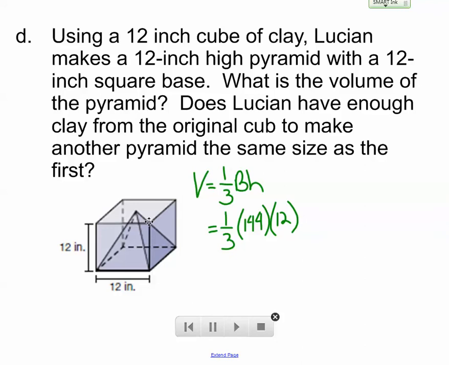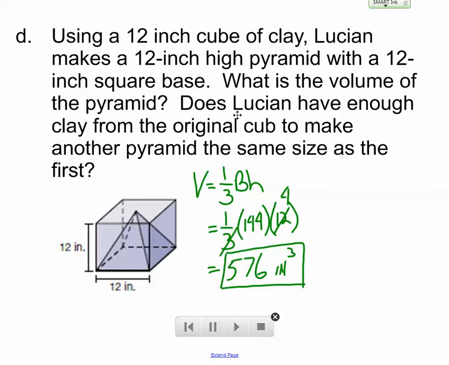And its height is 12. Straight up and down would be 12. So when I punch that into my calculator, I'll do 144 times 4 in my calculator actually. I'll get 576 cubic inches. That is the volume of the pyramid.